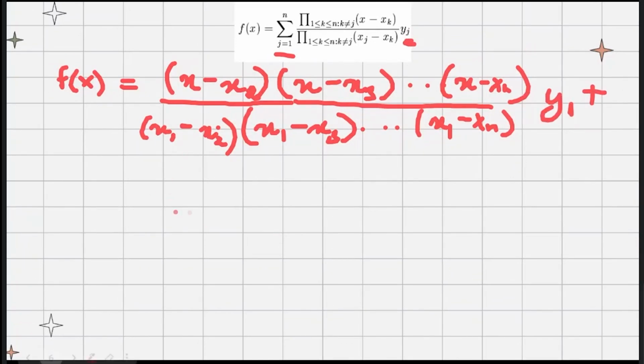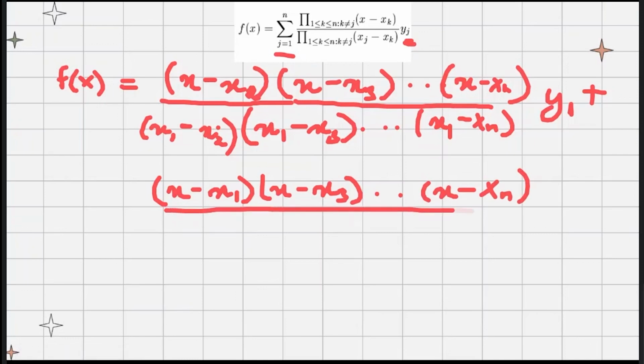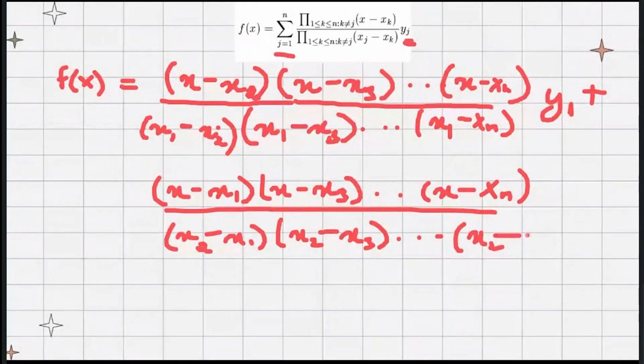And again, this is just the first term of that polynomial. Second term, we do the same thing. In the numerator, we skip that jth term. So x minus x1, we skip x2, so x minus x3, so on until x minus xn, right? And then in the denominator, we use the skipped term, which is x2 minus x1, then again x2 minus x3, so on until x2 minus xn. And you multiply this whole thing by y2. So on and so forth until you reach the last term. So this is how our interpolating formula actually looks like.